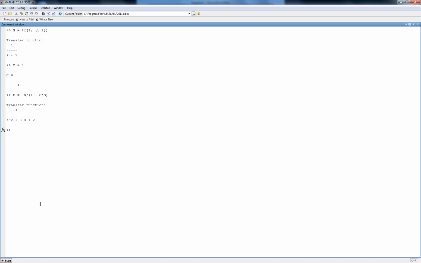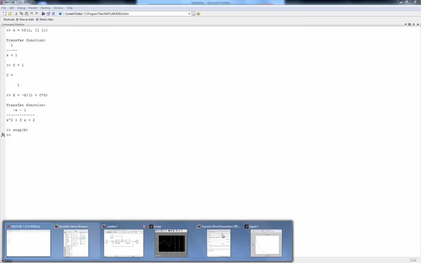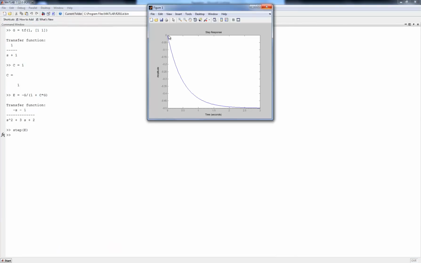And we end up with this transfer function. Now notice that it looks second order, but if you look at it long enough, what you notice is that there's a common zero and pole that will actually cancel each other out. So if we type step(e), then when we look at the figure, we find that we start at 0 and the error goes to minus 5.